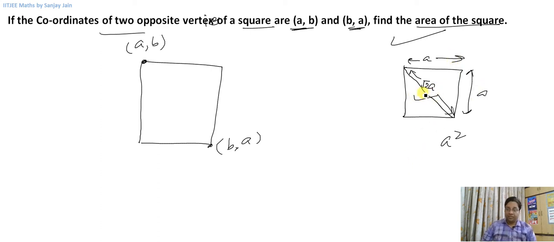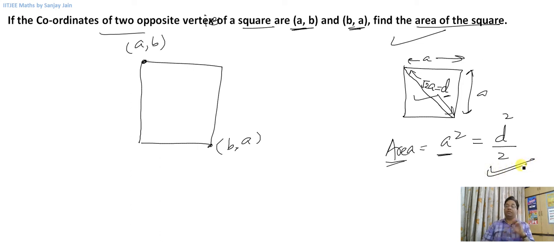So if I put root 2a equal to, let us say, d, so if I want to write this area in terms of this diagonal d, how will I write? So if I write simply d squared, so what will it be equal to? It will be equal to 2a square, right? So if I divide it by 2, now this is the expression for area of square in terms of diagonal.